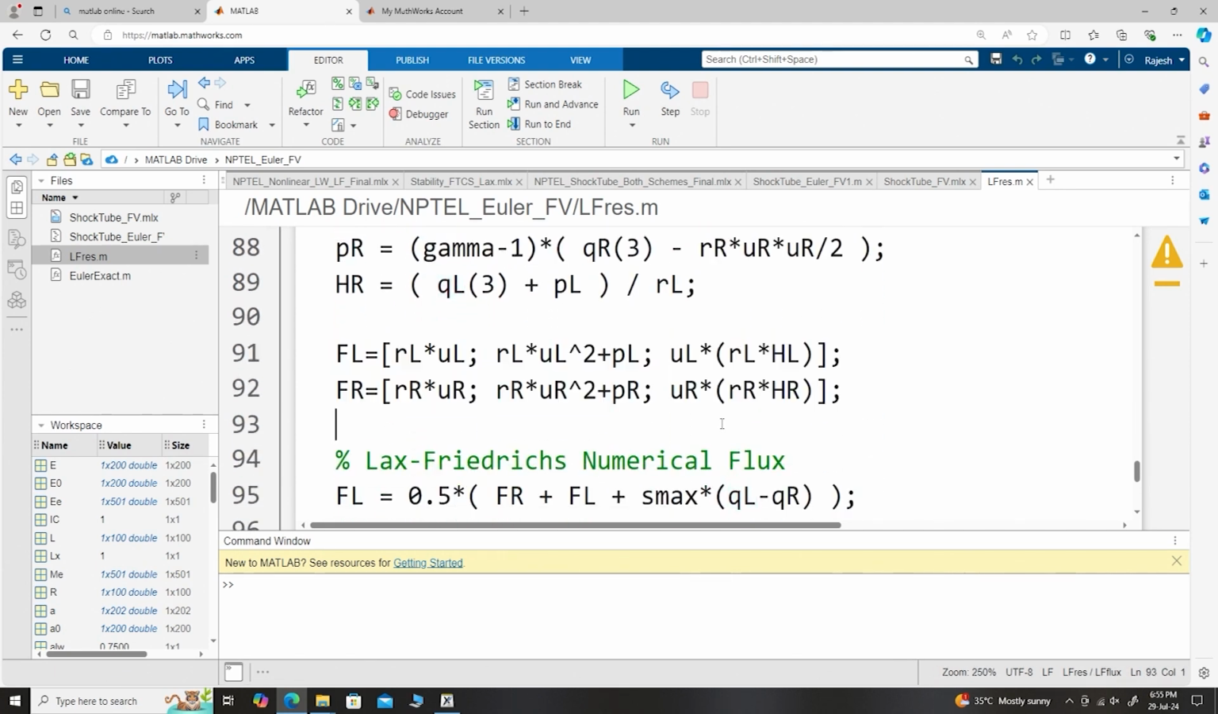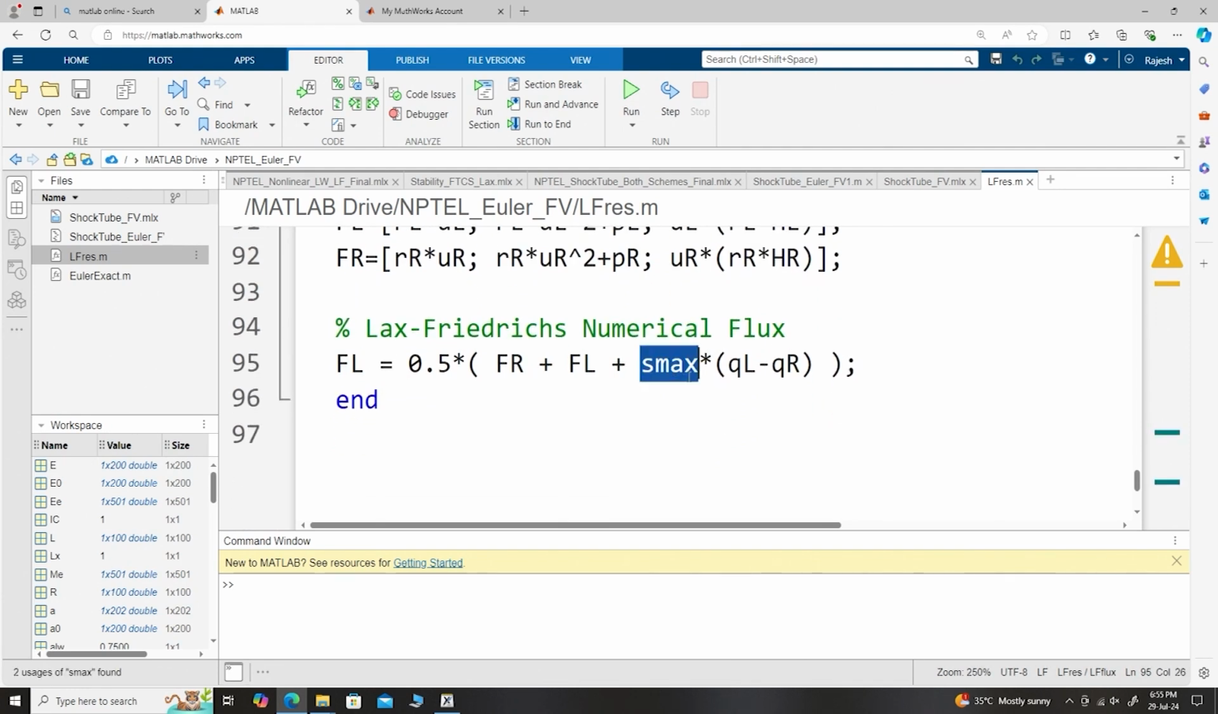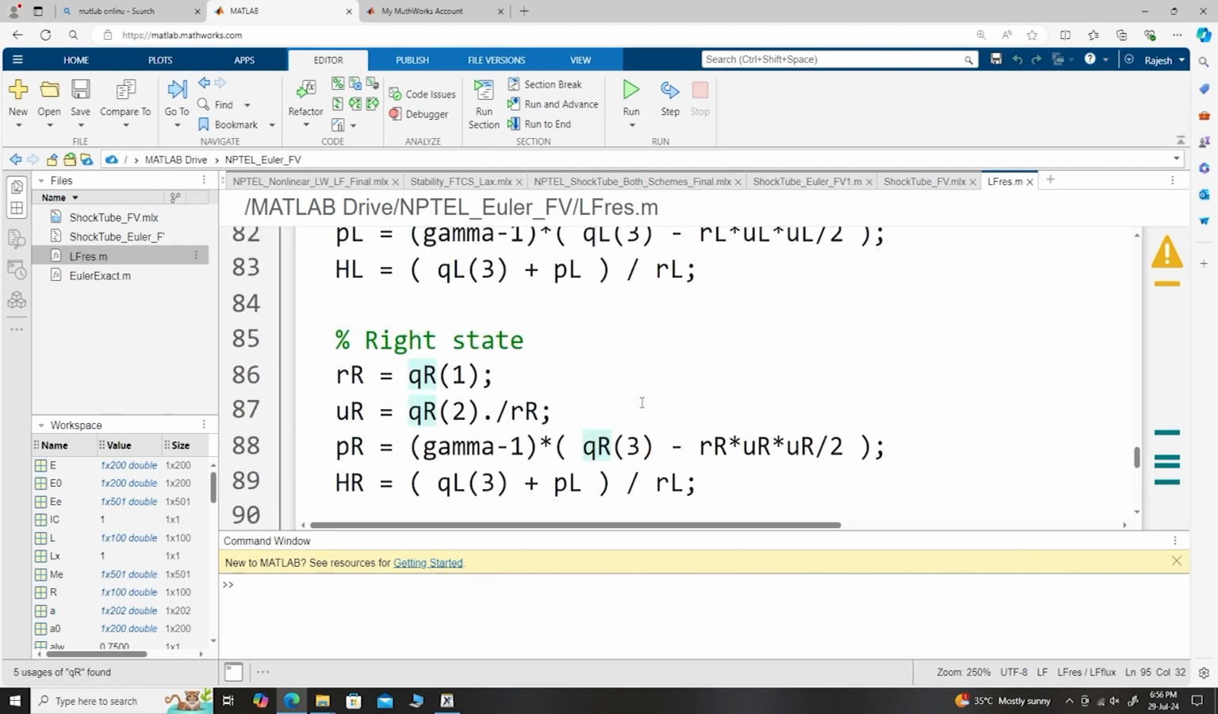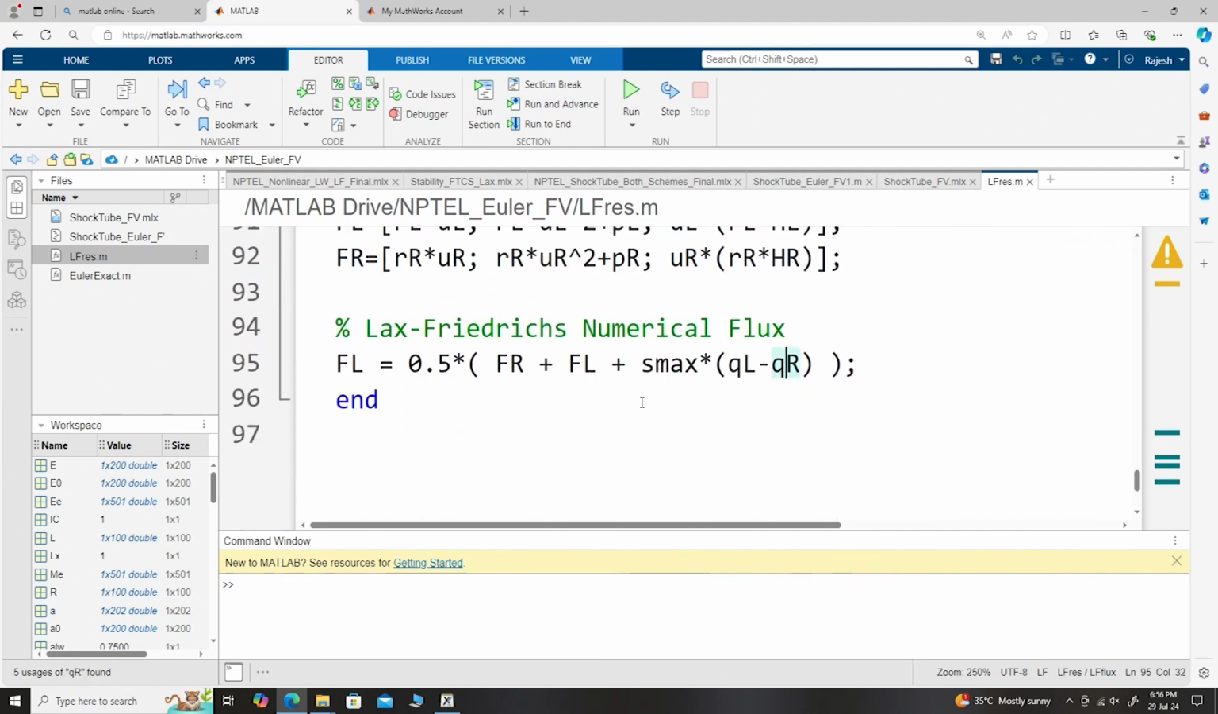From that you calculate the fluxes, and finally, this is basically your C, delta t by del x, and multiply by QL minus QR. This is the typical Lax-Friedrichs scheme that we have been using. There we were using I plus 1, I minus 1, here we are using left and right conditions, update condition, and we will be calculating the fluxes.